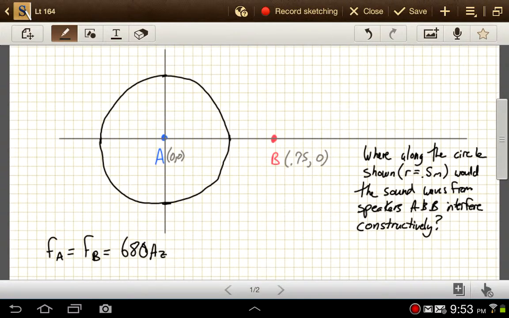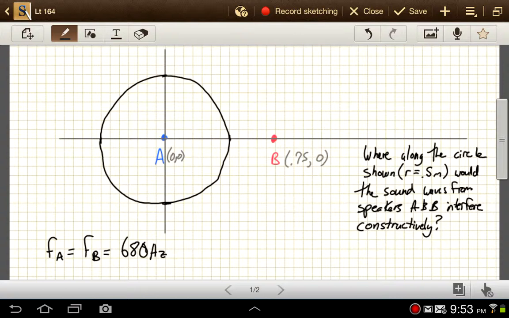So let's say we have two speakers here, speaker A and speaker B, that are shown on a coordinate plane, so we can get some idea of positions. And we want to know where along the circle that I've drawn there would we expect to see constructive interference. So we need to find every position there where we would have our waves adding together constructively.